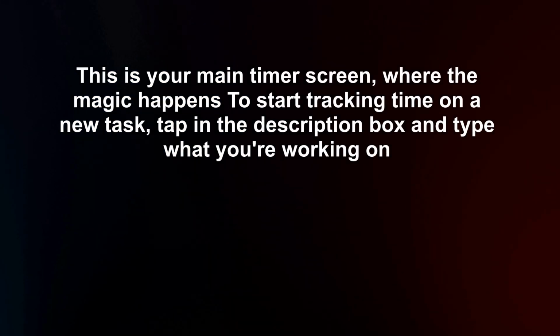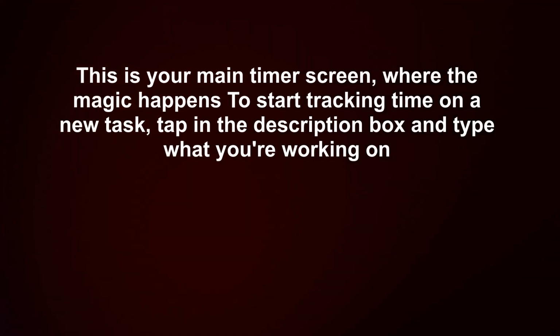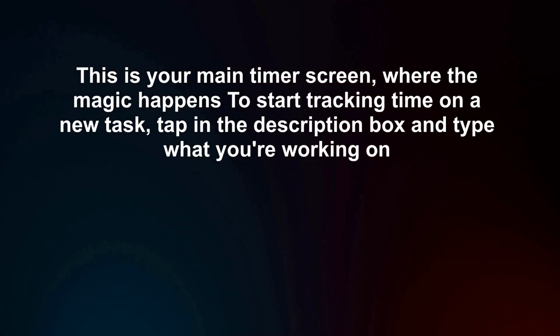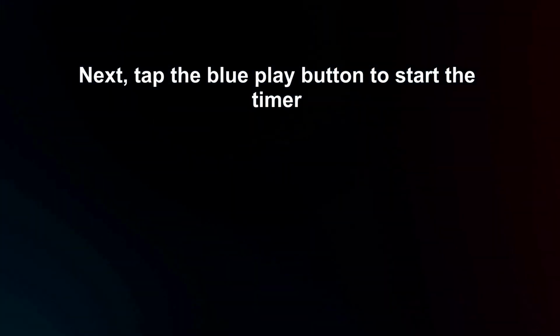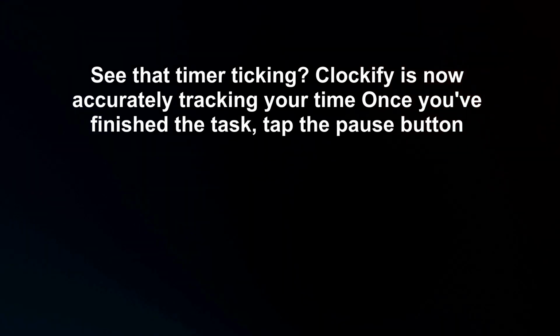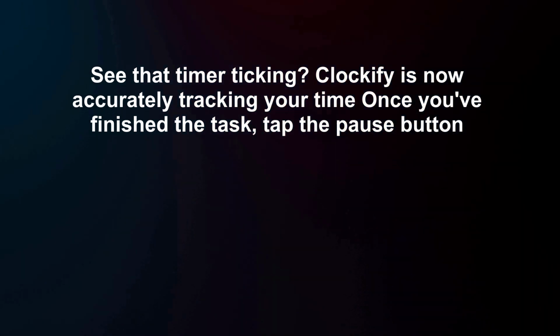This is your main timer screen, where the magic happens. To start tracking time on a new task, tap in the description box and type what you're working on. Next, tap the blue play button to start the timer. See that timer ticking? Clockify is now accurately tracking your time. Once you finish the task, tap the pause button.